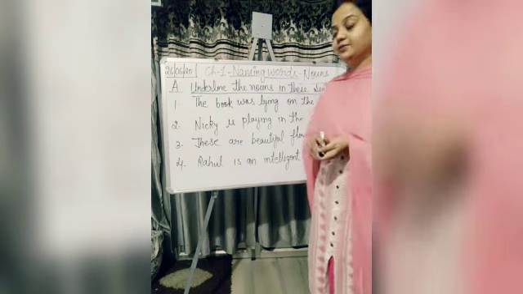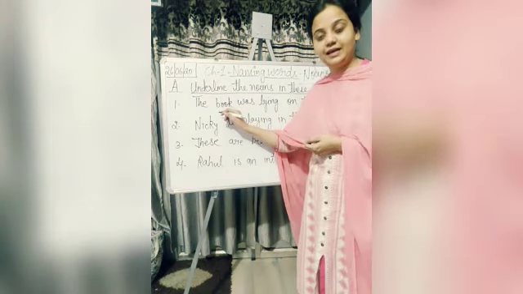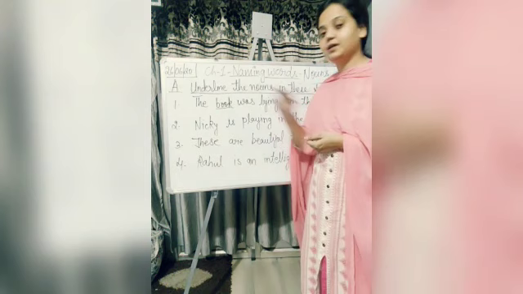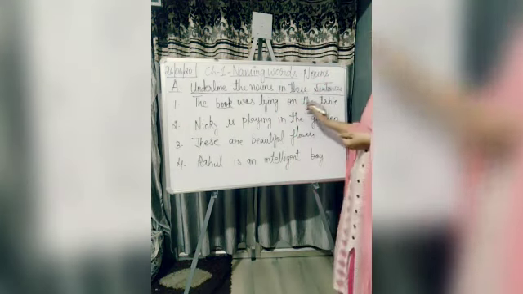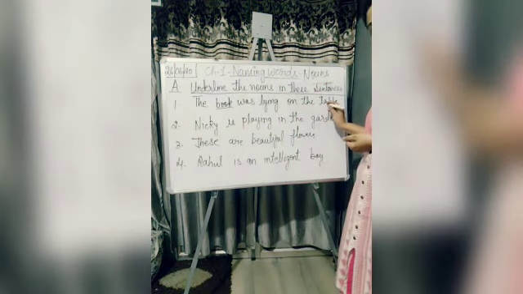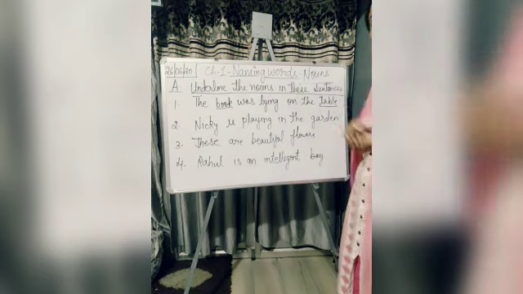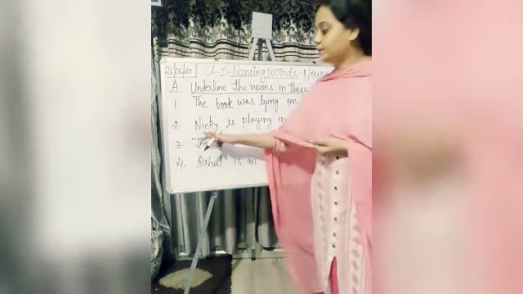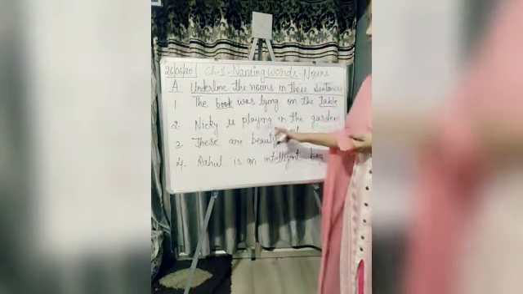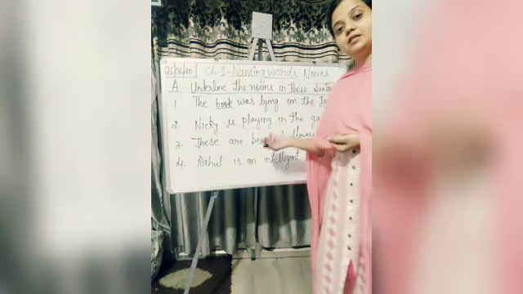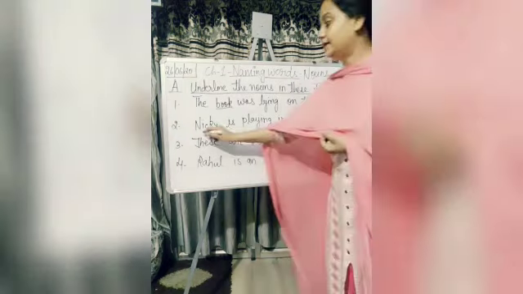I hope you are guessing right. Book is a thing, so it's a noun. On the table. Table is also a thing, so it's a noun. Second one. Nikki is playing in the garden. So what is noun here? Nikki. Nikki is a noun.